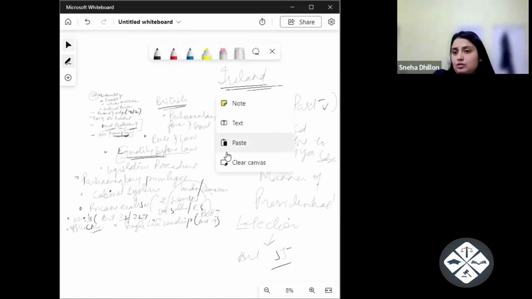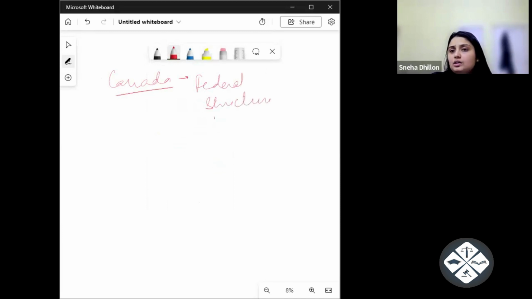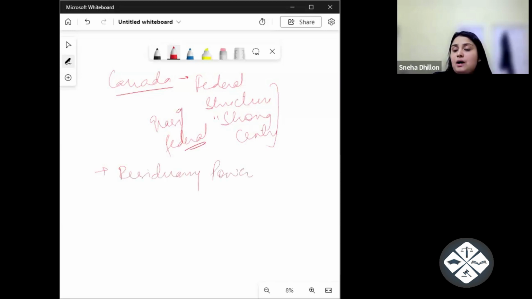Moving to Canada, I'll be clearing the canvas now. So Canada has provided us with the idea of a quasi-federal structure or federation with a strong center, or you can say the idea of quasi-federal constitution. Canada has given us this. इसके अलावा we've taken our residuary powers. The residuary powers which lie in the center are taken from Canada.